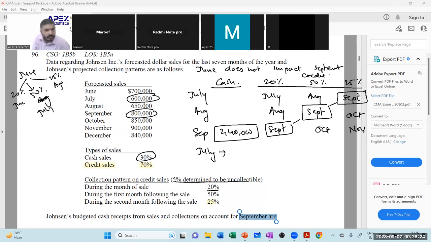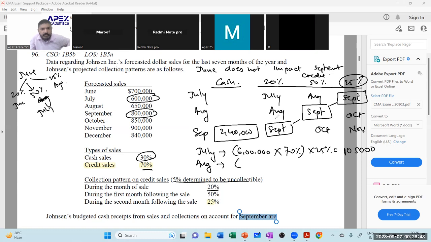July. What is the total sales? 6 lakhs. Out of this, what is the credit sales? 70%. 25% of that is collected in September. What is your answer? 6 lakhs multiplied by 70% multiplied by 25%. My answer is 1,05,000. Yes or no? Please tell me that.